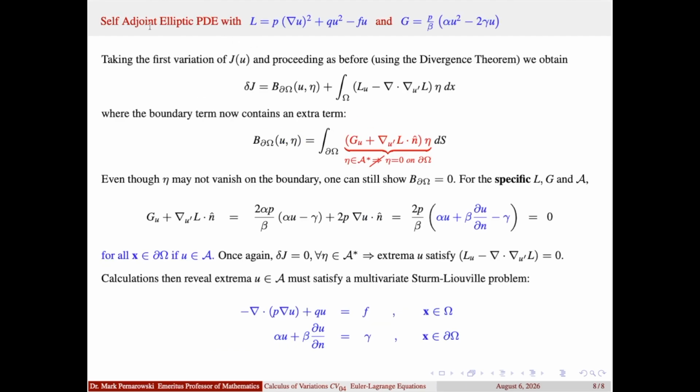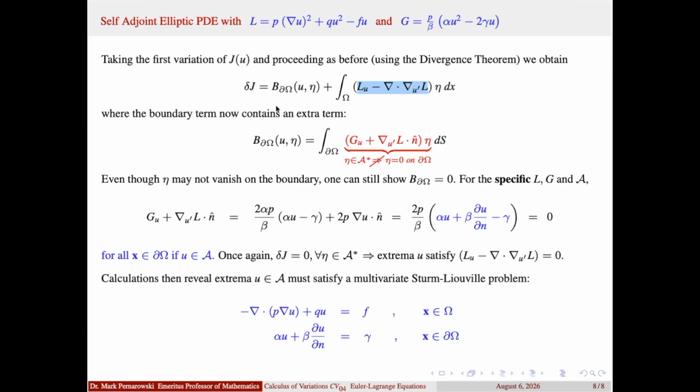At the very top here, as a reminder, I put down what the function L is, the Lagrangian, and what the penalty function G is up here, all right? And I'm going to take the first variation again and do everything as I did before. It will look identical. I'll eventually have some boundary term after I've used the divergence theorem, and I'll have the same volume integral defining the Euler-Lagrange equations.